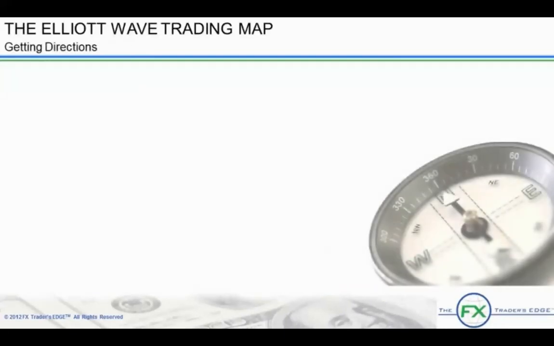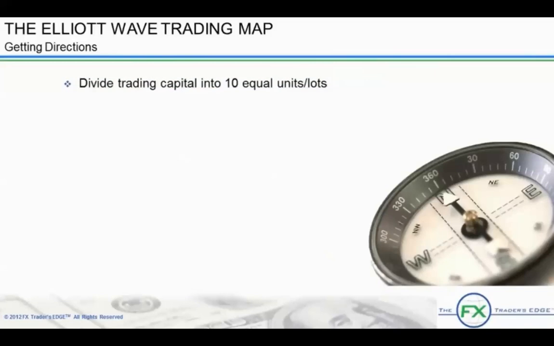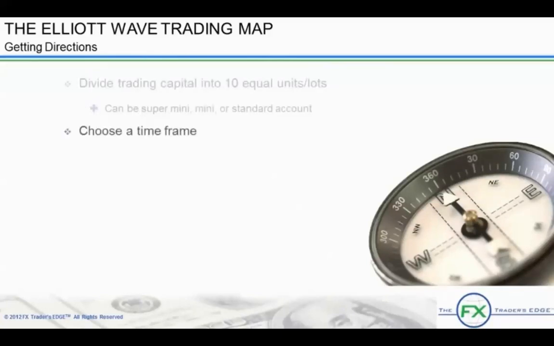In the Elliott Wave trading map, we begin by dividing our trading capital into 10 equal units or lots. That applies to whatever size account we are trading, Super Mini, Mini, or Standard account. We can use this money management system on any time frame. We've already reviewed the short-term intraday setup, the medium-term swing setup, and the long-term position setup.